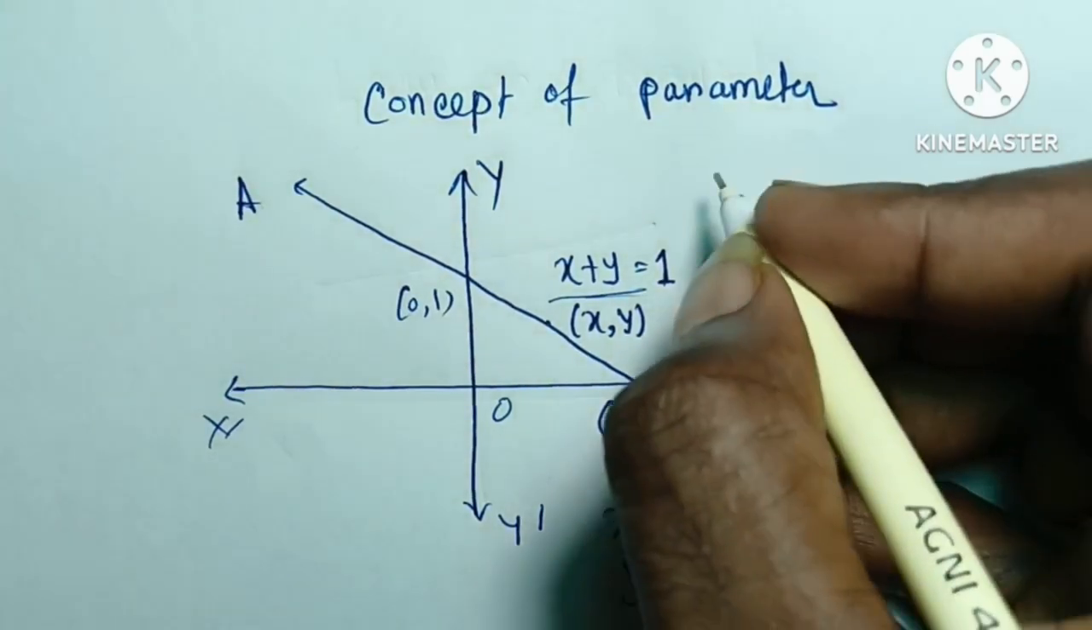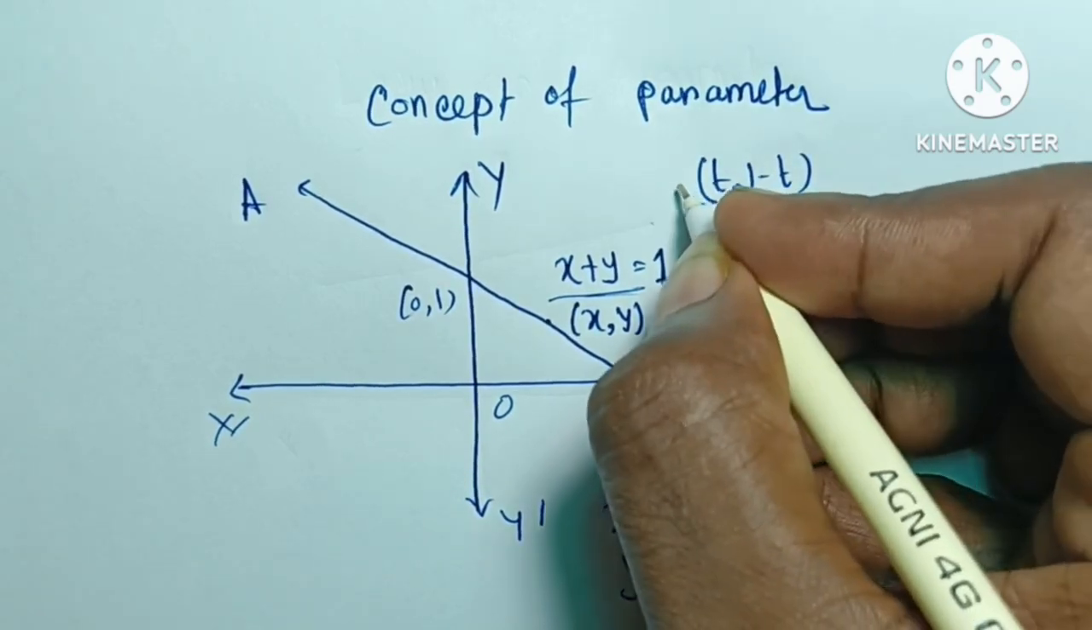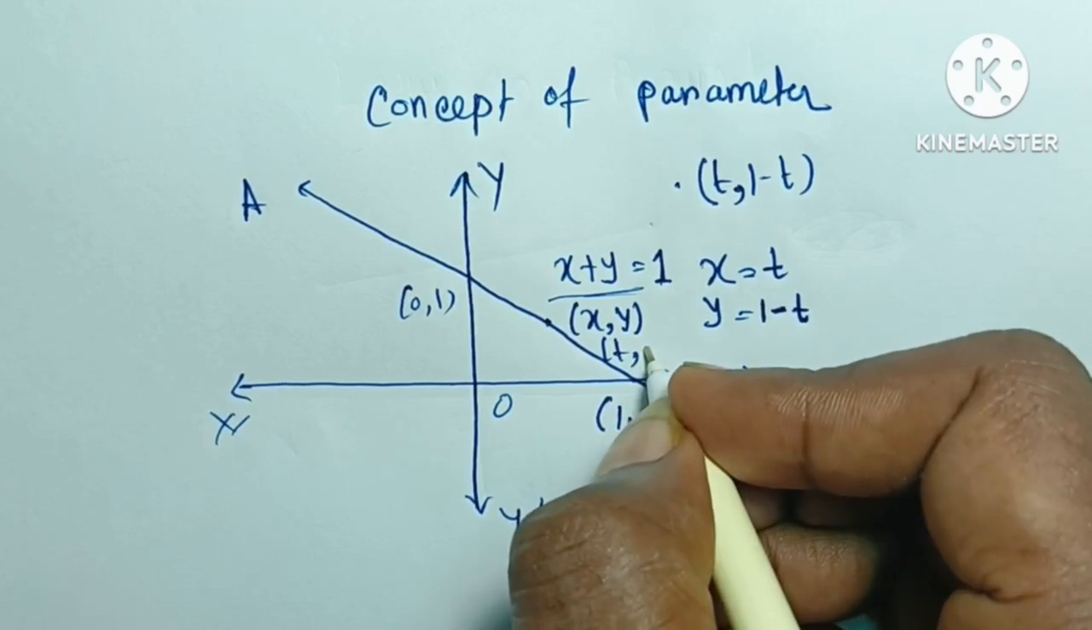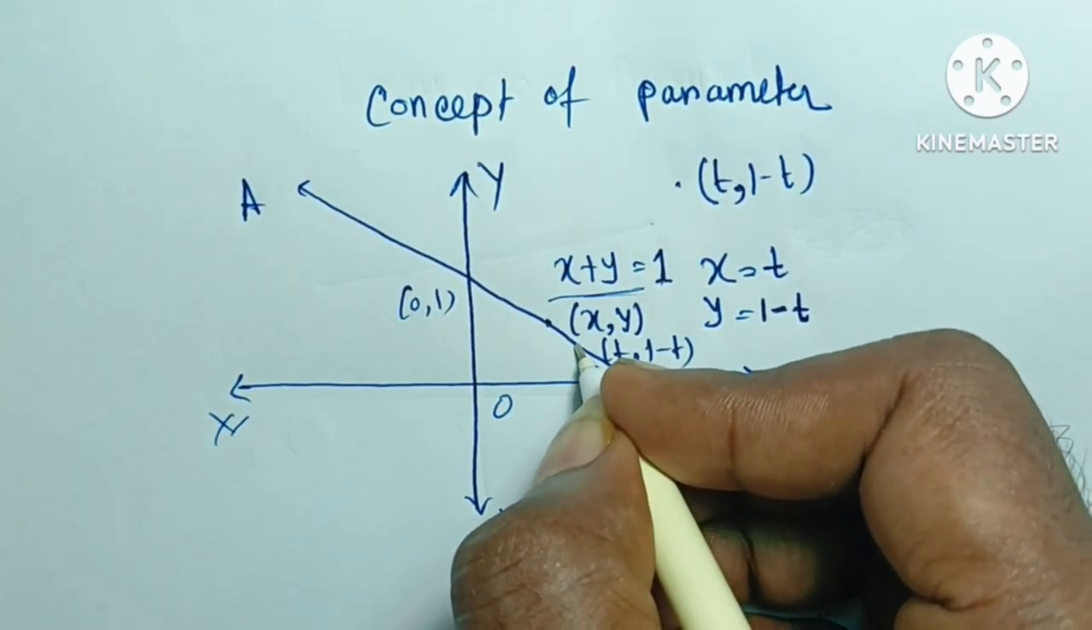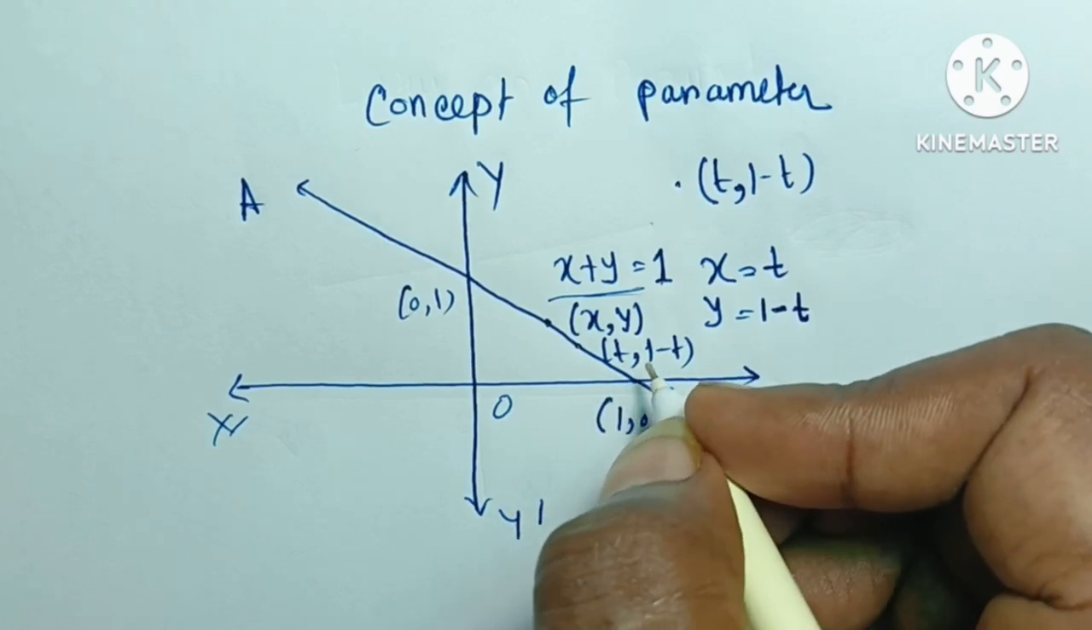If we take this as a coordinate, that is t comma 1 minus t, this coordinate is called a parametric coordinate. t is the parameter.